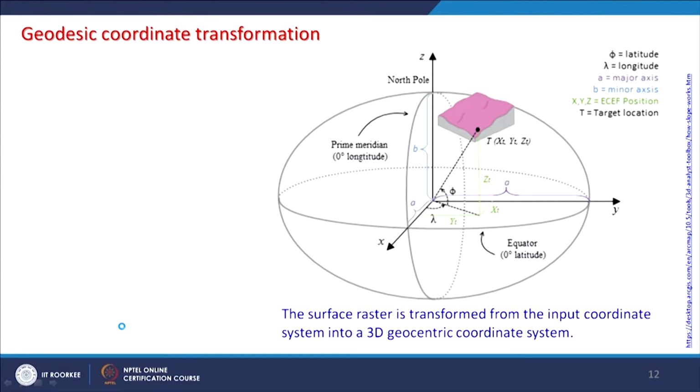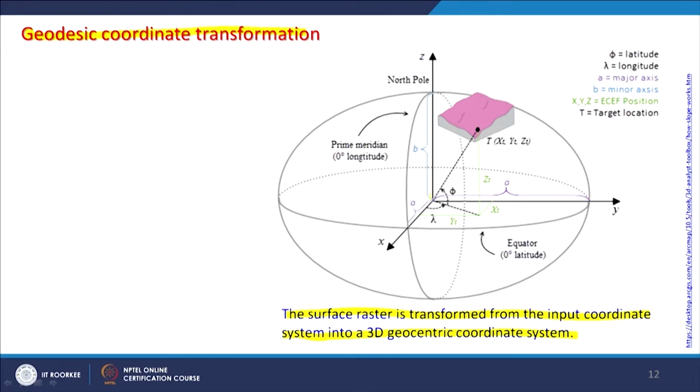Now I will very briefly touch on the geodesic coordinate transformation, that is, the earth-centered, earth-fixed one. Because the earth is not a perfect sphere, it is a little exaggerated here for the polar regions, just to explain that the surface is transformed from the input coordinate system into a 3D geocentric coordinate system, that is, ECEF, the earth-centered, earth-fixed coordinate system.